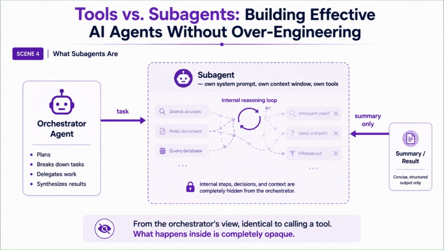A subagent runs its own multi-step reasoning loop, potentially makes its own tool calls along the way, and manages its own internal state throughout. Here is the part that trips people up. The orchestrator has zero visibility into that internal process. It only receives the summary at the very end, with none of the intermediate reasoning, search attempts, or dead ends the subagent worked through to get there. That opacity is a deliberate trade-off, not an accident.